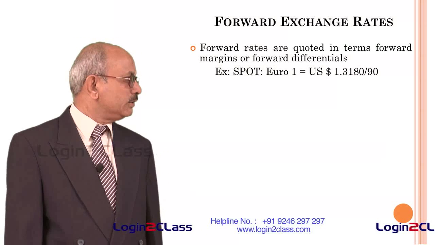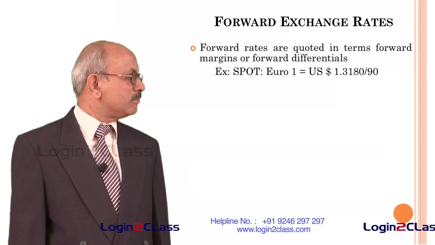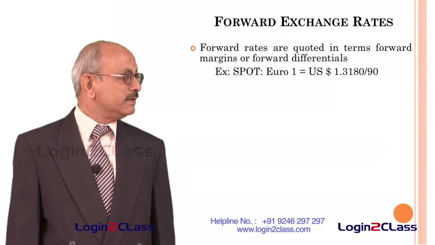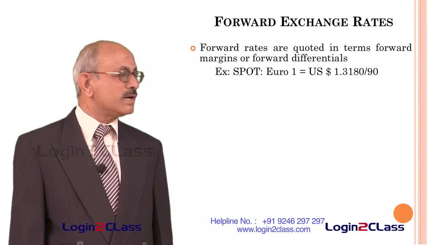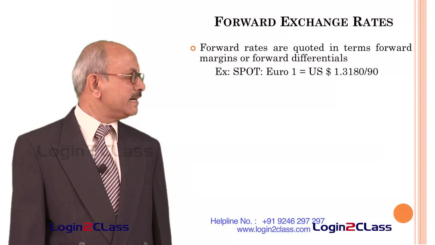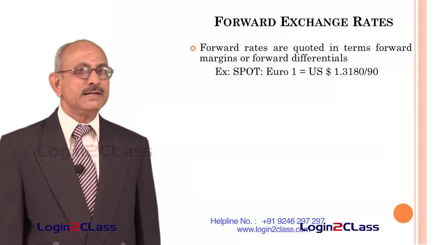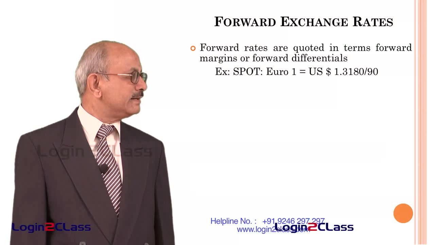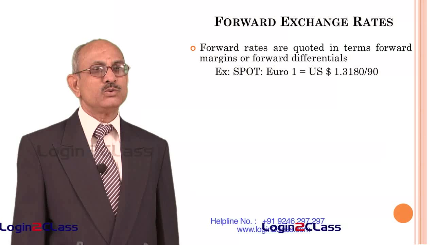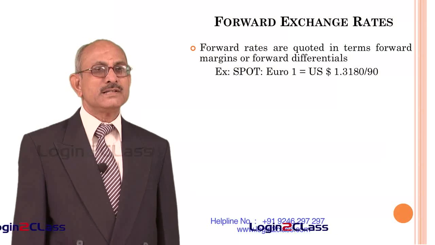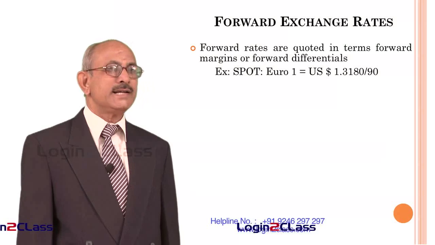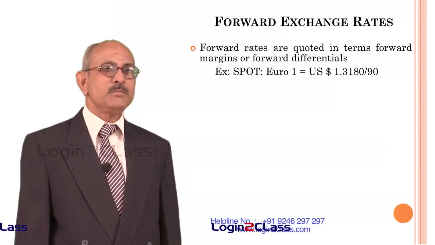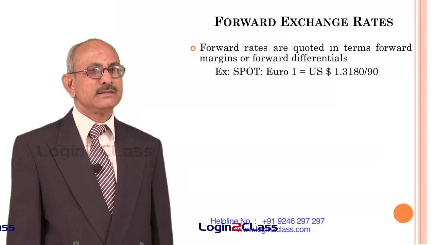For example, let us take the example of a euro with a US dollar. Let us say spot rate of 1 euro is equal to US dollars 1.3180 by 90. So what is the meaning of that 90? 80 and 90. That 90 doesn't mean exactly 90, it means 1.3190. So only the last two decimal figures are shown there. Instead of showing the entire thing, the practice is to show the last two decimals. So one is the buying rate, the other is the selling rate.